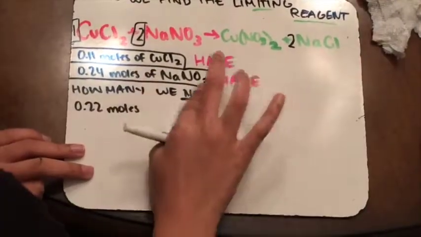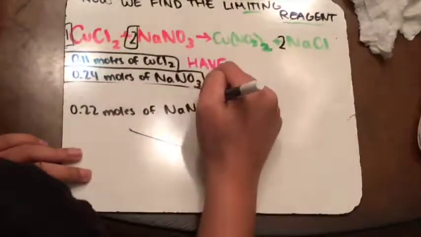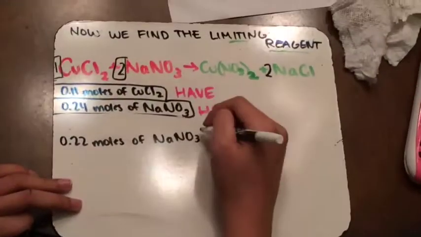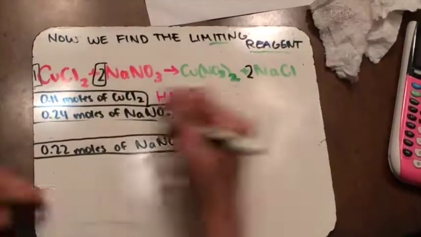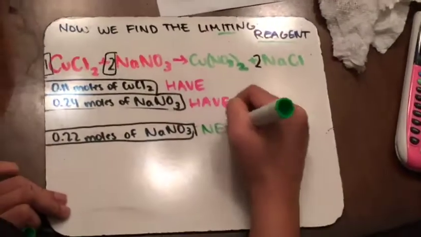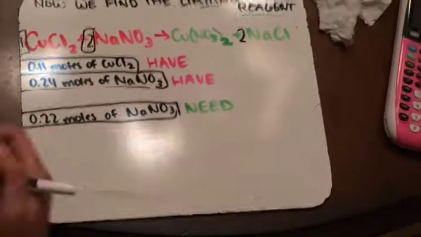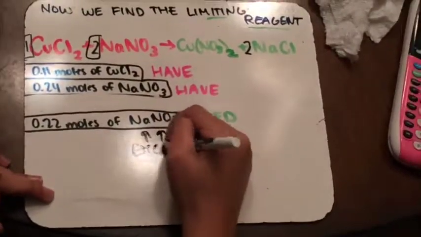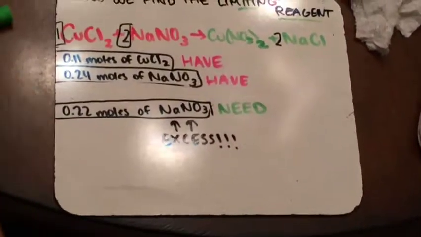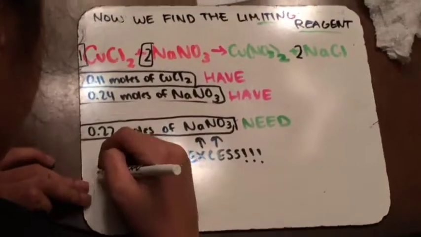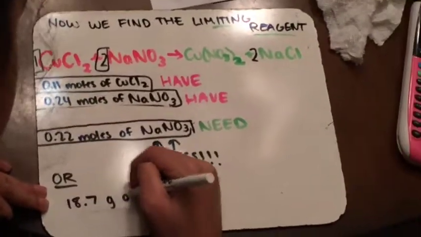And we don't need to find how much we need of the other, copper chloride, because we can just compare with sodium nitrate to see if it's an excess or if it is limiting. So we need 0.22 moles of sodium nitrate, and we have 0.24. So obviously we have more than we need, so that's an excess. So we have that in excess. So that means that the copper chloride is the limiting reagent.